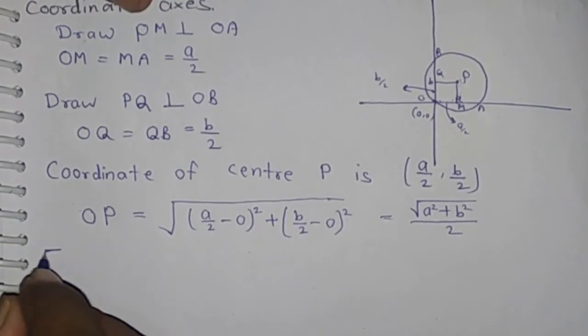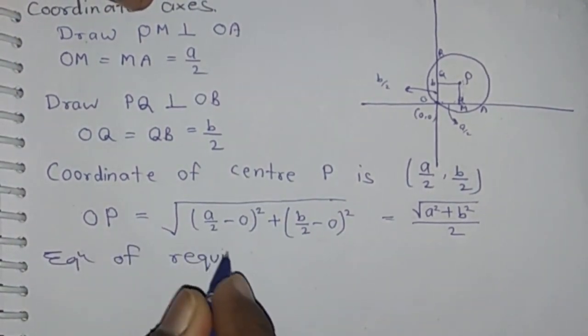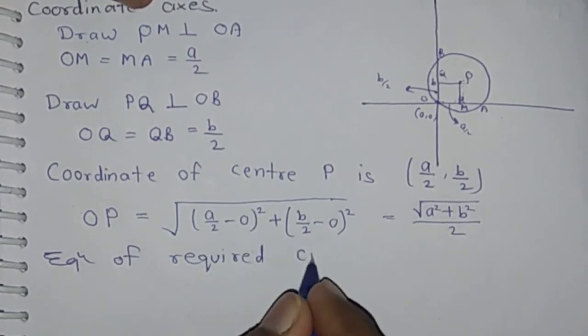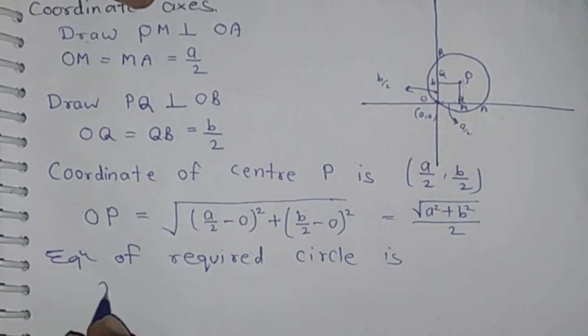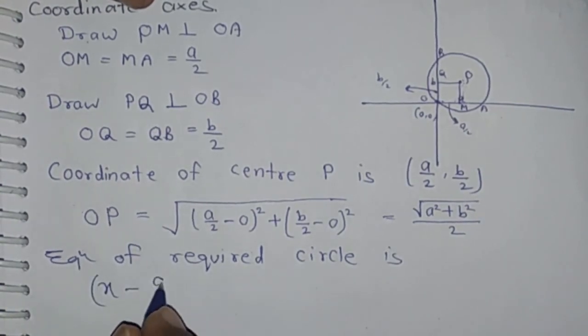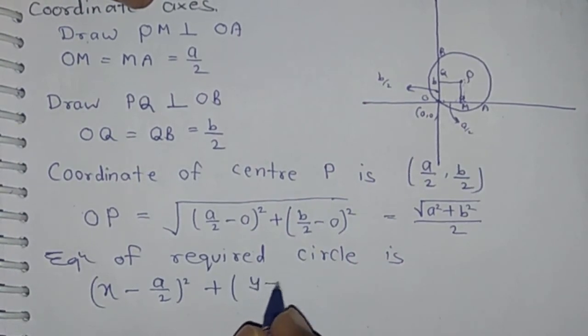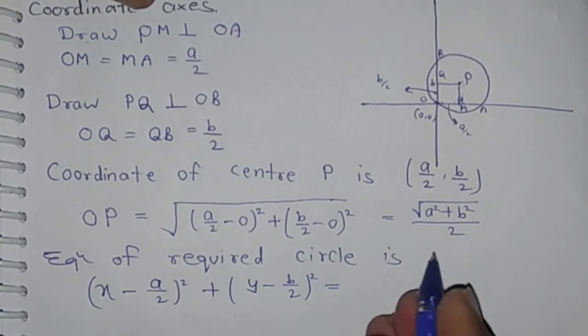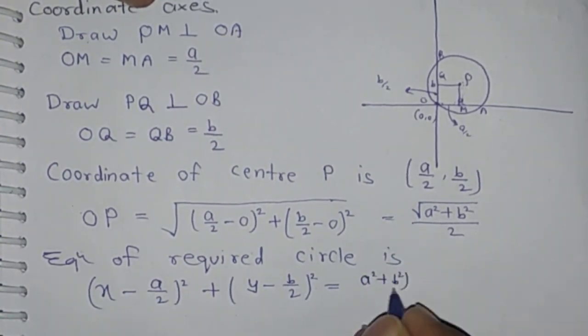Then the equation of the required circle is x minus h squared plus y minus k squared equals r squared. The value of r squared is A squared plus B squared by 4. It is the answer.